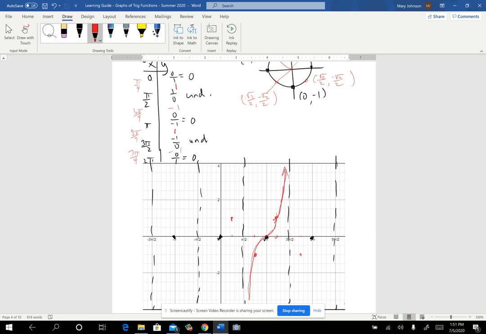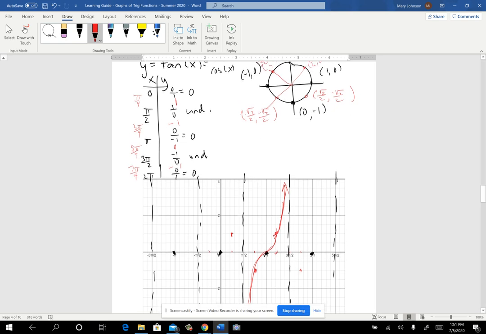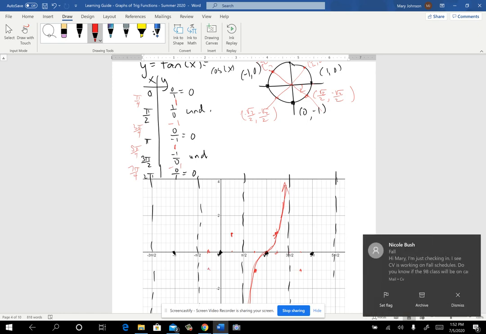So what would happen is if I wanted to find out what the value would be over here at -pi over 4, it's going to be the same as what I had for 7 pi over 4. Those are coterminal angles. So it'll be down here at -1 also.